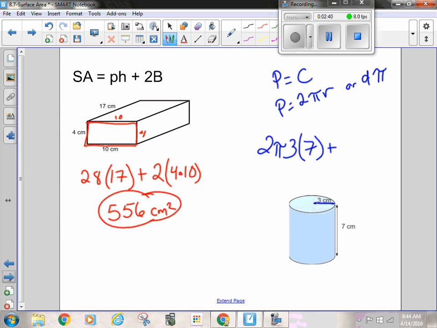Plus 2 base areas. Well, it's a circle, and we learned in our 8.5 that the circle area formula is pi r squared. So we're going to say pi times 3 squared. Then again, we plug it into our calculator: 2 times pi times 3 times 7 plus 2 times pi times 3 squared. We end up with 188.5 when rounded to the nearest tenth, centimeters squared.